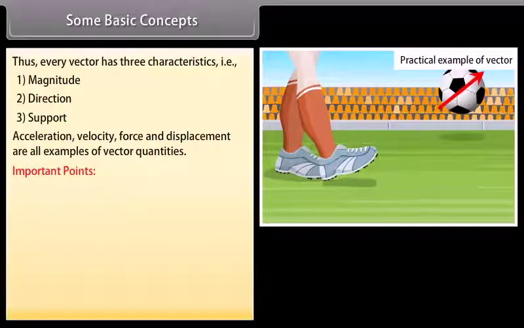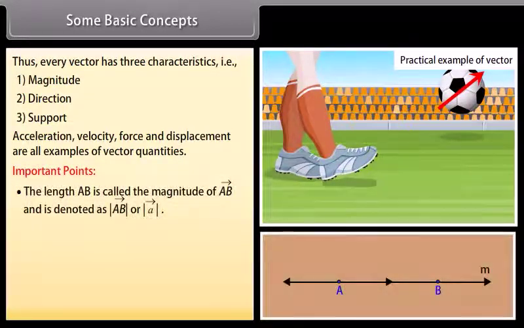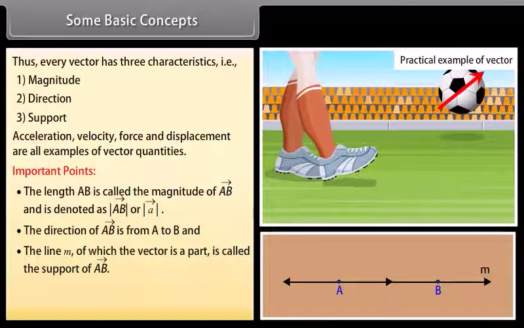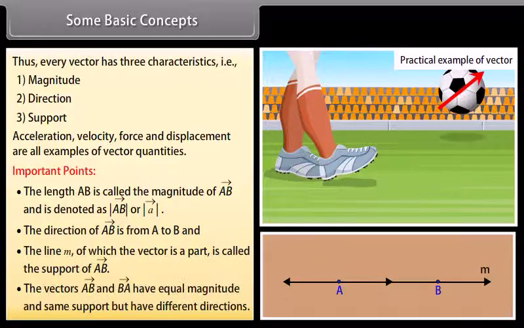Important points. The length AB is called the magnitude of vector AB and is denoted as mod of vector AB or mod of vector A. The direction of vector AB is from A to B. The line M of which the vector is a part is called the support of vector AB. Vectors AB and BA have equal magnitude and same support but have different directions.